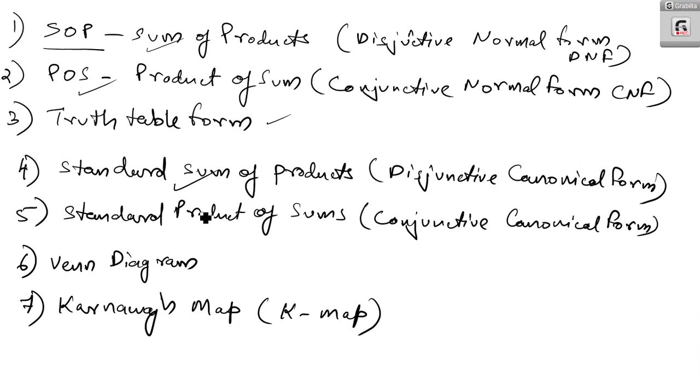Now, in the next lecture we will deal with the standard product of sums form, Venn diagram, and introduction to Karnaugh map. Okay. By using the Karnaugh map, we have a very simple way to represent these Boolean expressions in standard sum of products form as well as standard product of sums form.